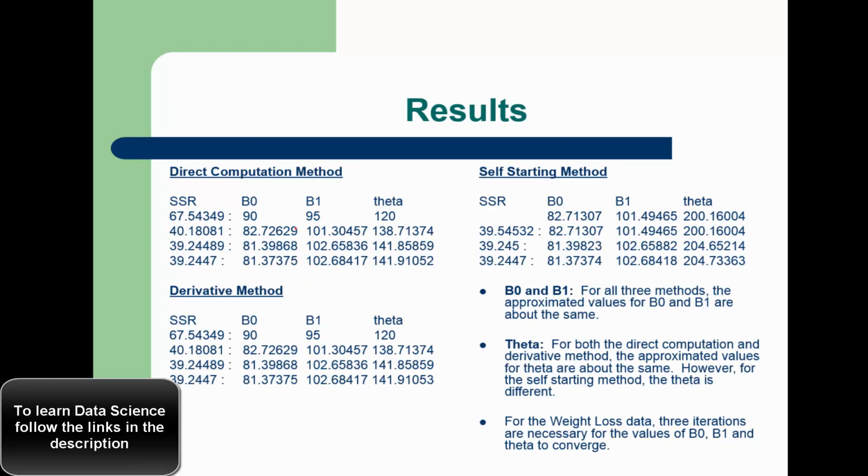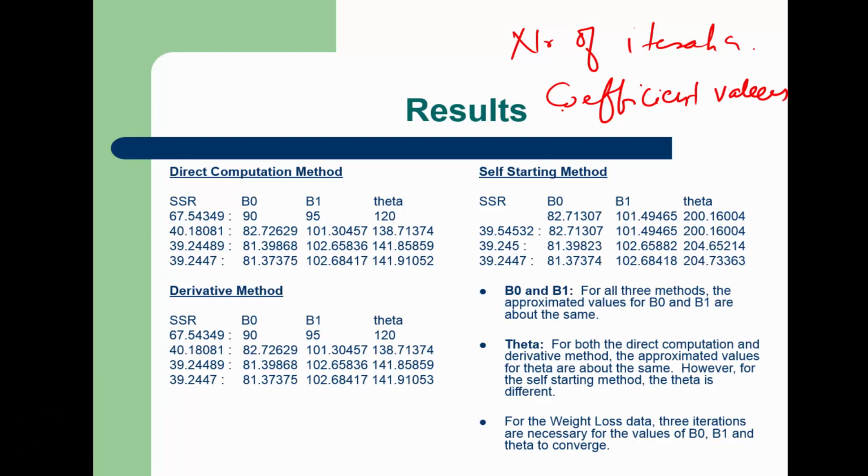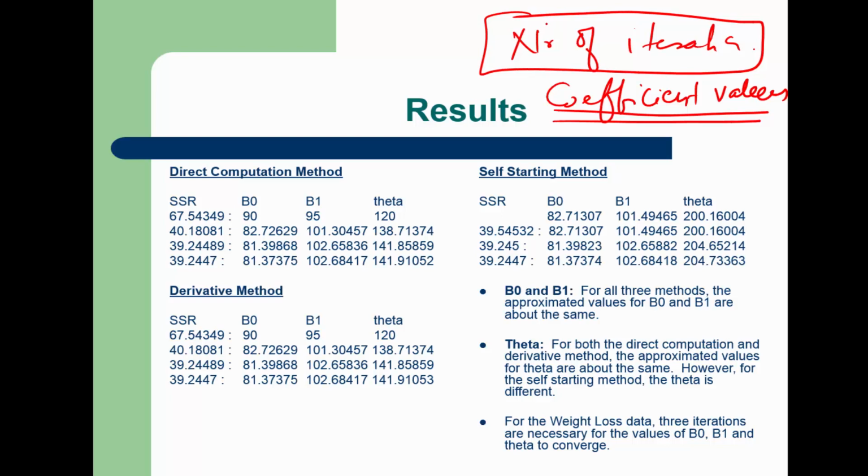So at the end of the day, what matters is the final values of beta naught, beta 1 and theta, and that they should ideally be the same. And also what matters to you is the number of iterations and the coefficients values. So the coefficients values should ideally be the same in all methods. The number of iterations of course will differ. The one that has fewer iterations is the one that should be preferred because that takes less computational power.